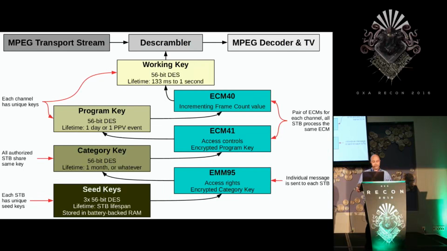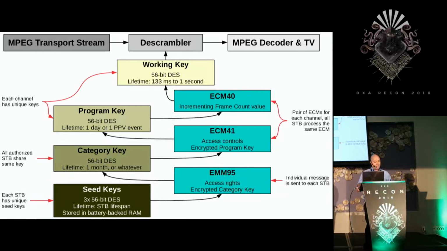The category keys, which are also DES, are shared by all the set-top boxes that are authorized for any channels on this provider. The category key is sent to each set-top box individually in an EMM. The category key typically changes monthly, but actually many of the cable operators aren't changing their keys very frequently.